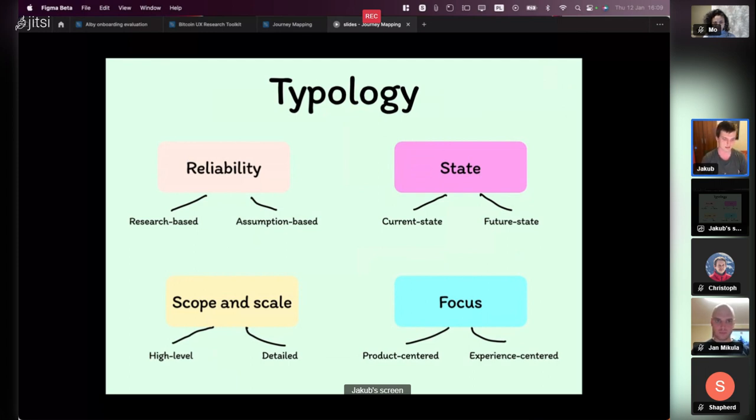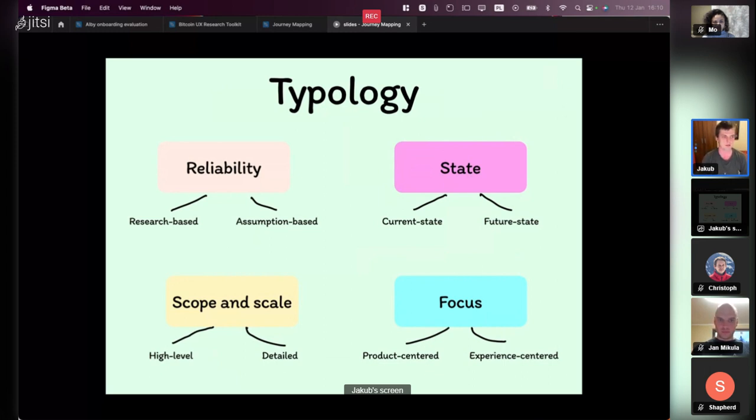Another angle is the state, and there's a current state or future state map. Current state maps are mapping the existing experience of either a product or some broader experience, right? So it can be a map of an existing product that we want to improve, for example, a current map of usage of Chivo wallet, or it can be a map of a broader experience where we may want to create a product that solves some problems with that experience, right? So for example, the existing experience of sending remittances abroad.